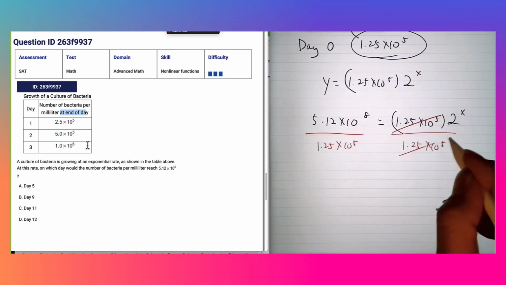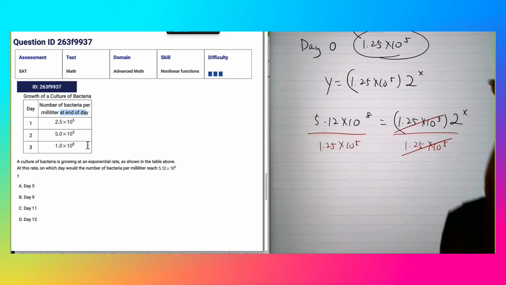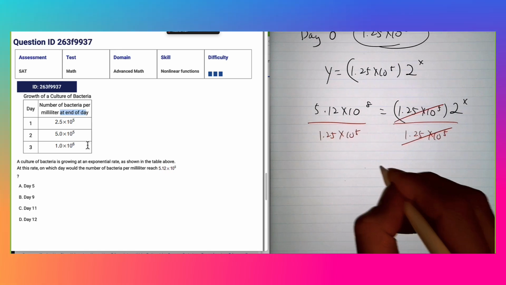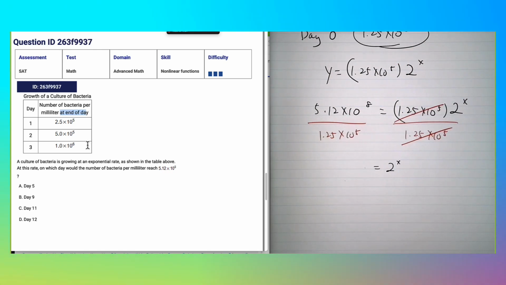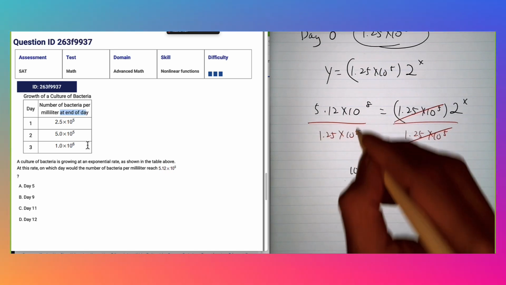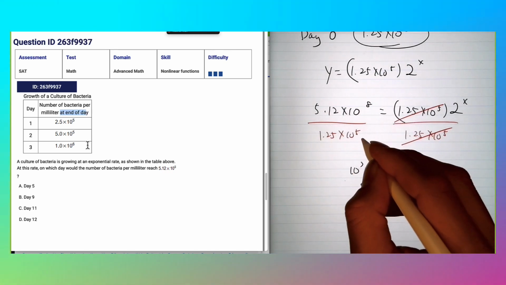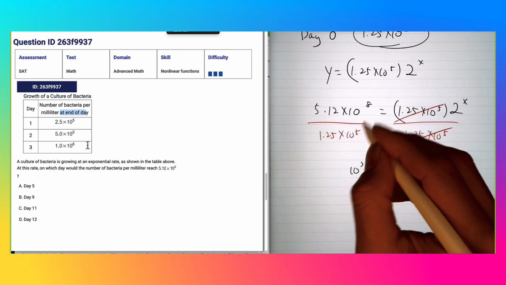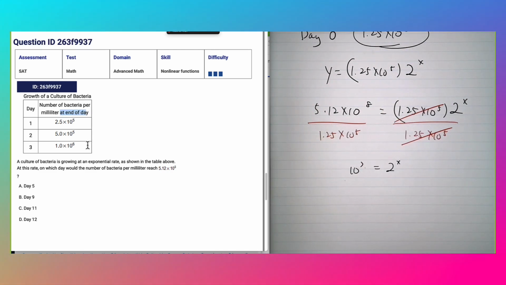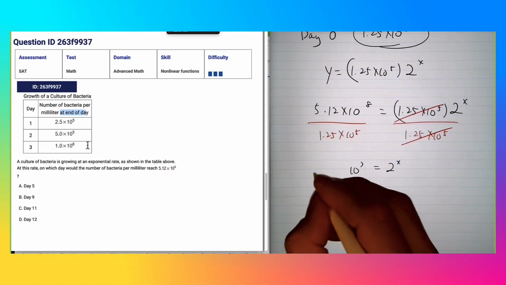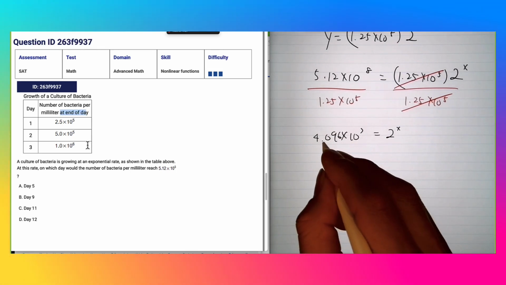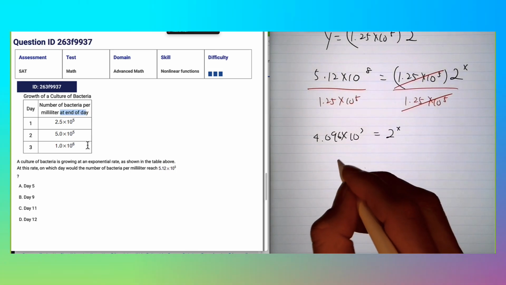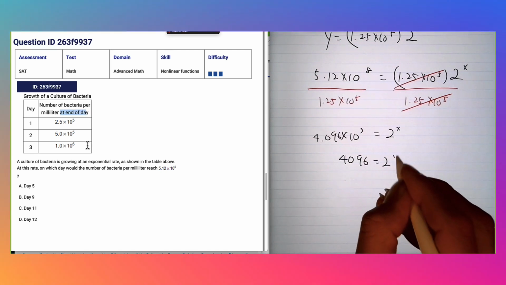So I divide both sides by 1.25 times 10 to the power of 5. This way I have 2 to the x on the right. And on the left, I get 10 to the 3rd power, if you just do 10 to the 8th over 10 to the 5th. All you need to do is subtract the bottom exponent from the top. You get 3. And then 5.12 divided by 1.25 will give us 4.096. So simply, if you move your decimal point 3 places to the right by multiplying by a thousand, you get 4096 equal to 2 to the x.